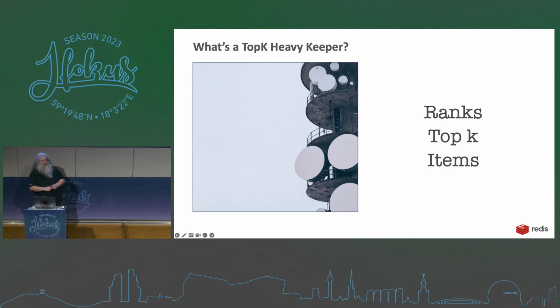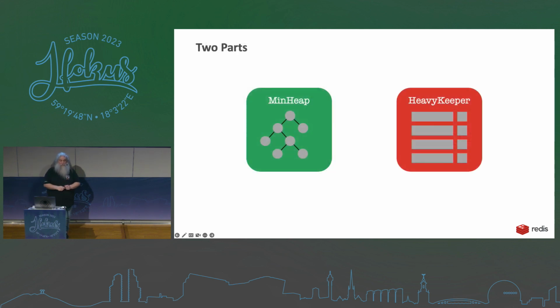So let's look at Top K. Top K is a way of ranking items. It's actually two data structures combined together: a min heap and a heavy keeper. The min heap is a heap. I'm not going to go into how the heap works, but the heavy keeper is the thing that will count, and it counts in an erosive way. What do I mean by that? It means that as you add things to it, occasionally you get collisions, and things that have been added to it will have their count decremented.